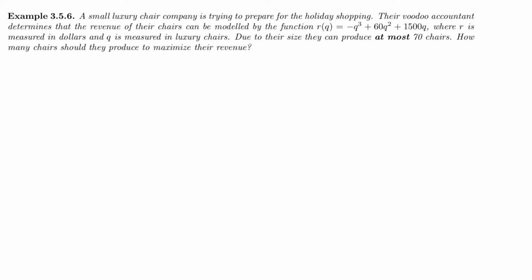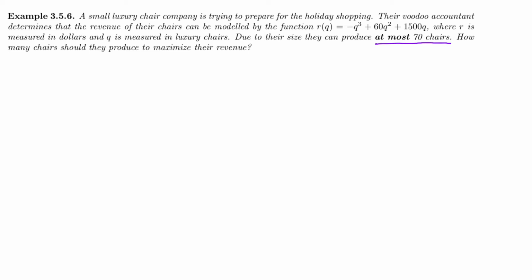So their accountant determines that the revenue of their chairs can be modeled by the function R of q equals negative q cubed plus 60q squared plus 1500q, where R is measured in dollars and Q is measured in luxury chairs. So Q is for quantity. It's the quantity of luxury chairs. Due to their size, they can produce at most 70 chairs. This at most 70 chairs part is incredibly important, and it changes the way you do the problem entirely.